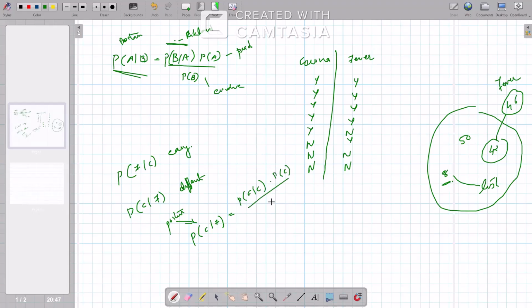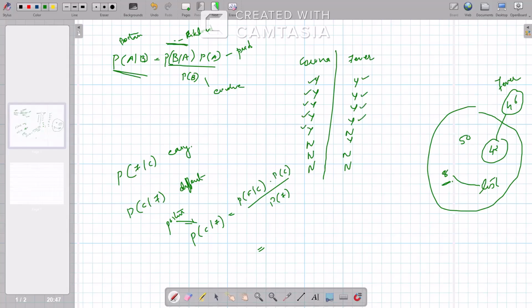Corona. And we know the probability of what? Fever. So how can I calculate the probability of fever given corona? How many of them are actually having corona? 1, 2, 3, 4, 5. And among these 5, how many of them are actually having fever? 1, 2, 3, 4. Is that clear?